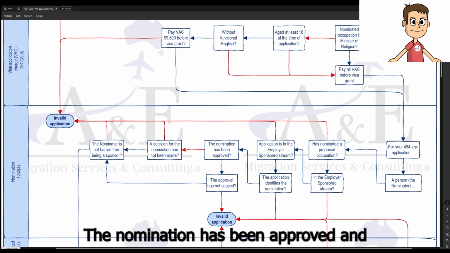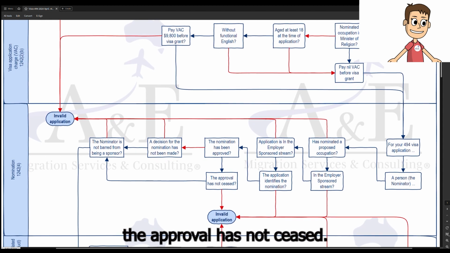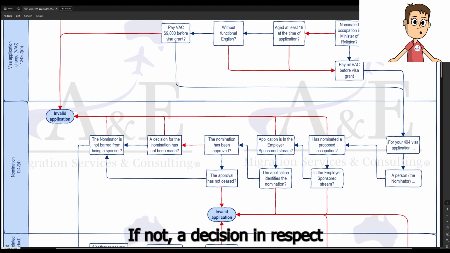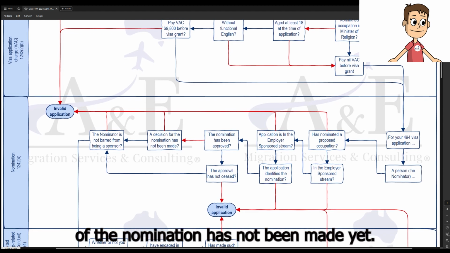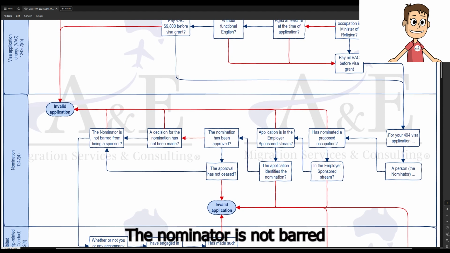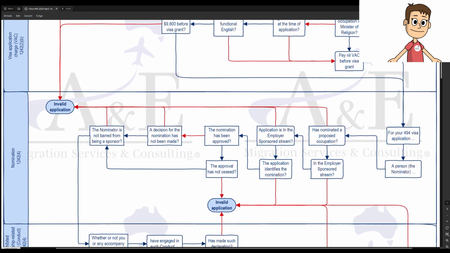The nomination has been approved and the approval has not ceased. If not, a decision in respect of the nomination has not been made yet. The nominator is not barred from being a sponsor.